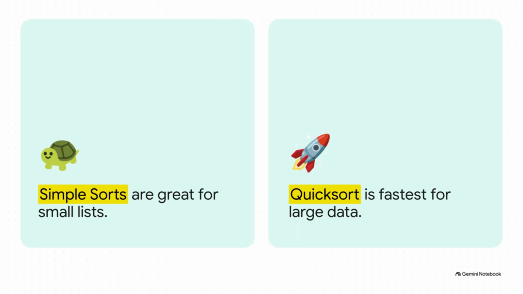Simple sorts like selection, bubble, and insertion are fantastic and super easy to code for small arrays. But as your data grows, quicksort is the undisputed champion. It uses that clever divide and conquer strategy to sort massive data sets incredibly fast.